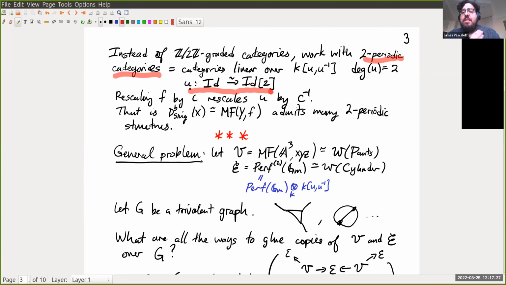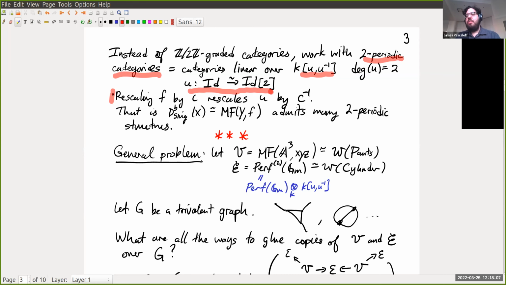Another way of saying that is that this category is linear over this ring. Well, this is actually a graded ring. It's the Laurent polynomials in a variable u, where u has degree 2. And then the solution to the previous conundrum was that if you rescale the potential by f, you actually rescale this u operator by the inverse. That's all that's happening. Basically, changing f rescales the two periodic structure.